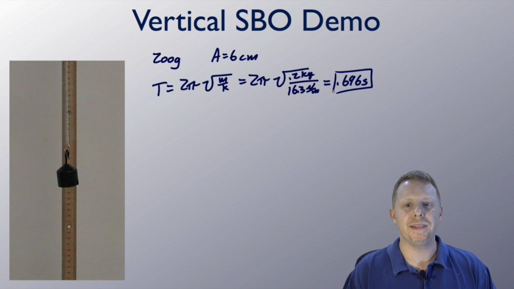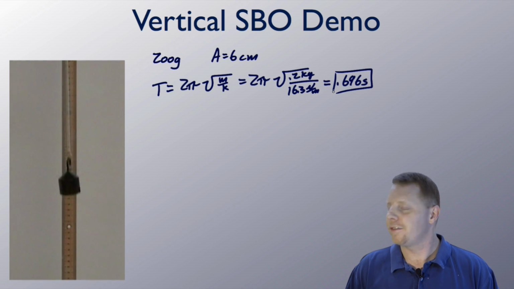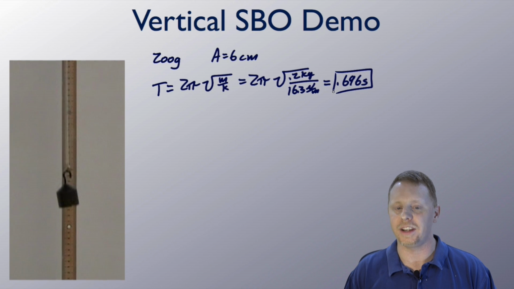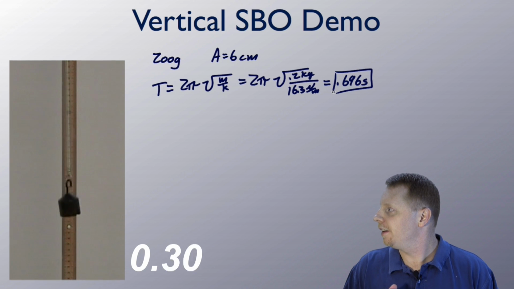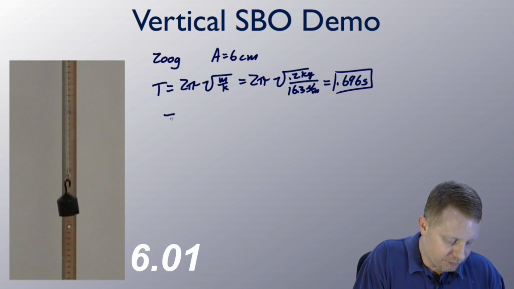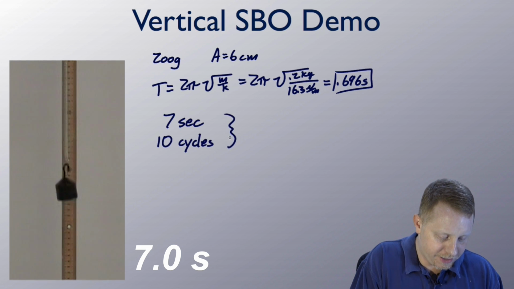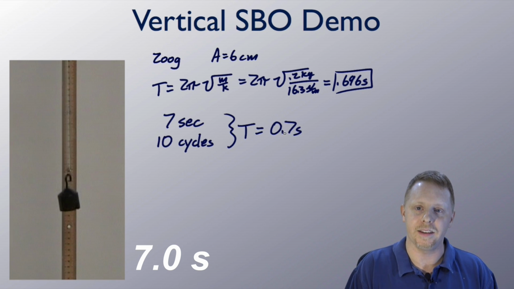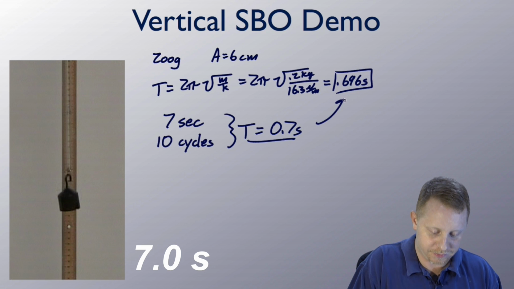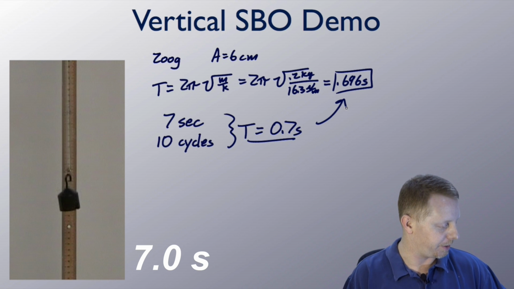So as we displace it here, you will see that it's going up and down 6 centimeters from that equilibrium position. And we can actually count and look at the period as well. If we look for 10 revolutions, as we watch here, it's going to take us about 7 seconds. So we have 7 seconds for 10 revolutions, or 10 cycles. So our period then, the time for one cycle, is 0.7 seconds experimentally, which matches up very nicely with what we just found theoretically.